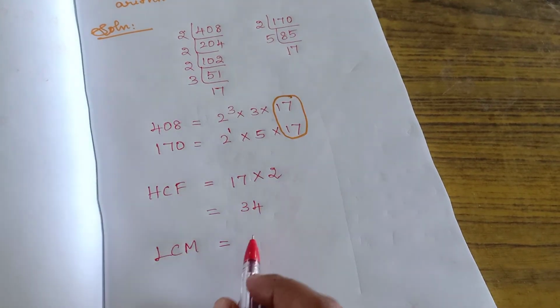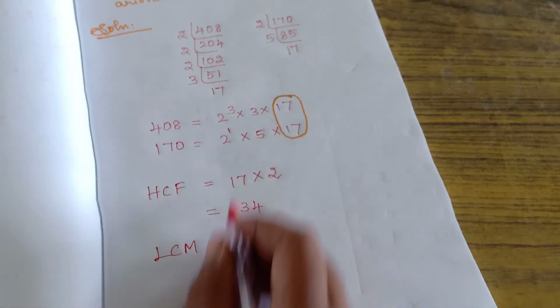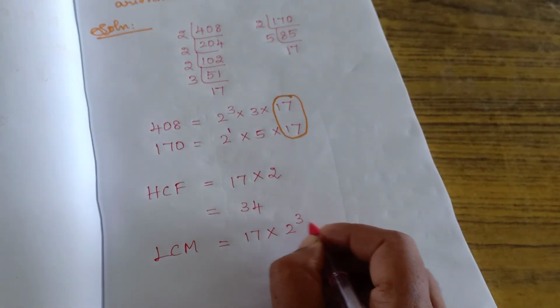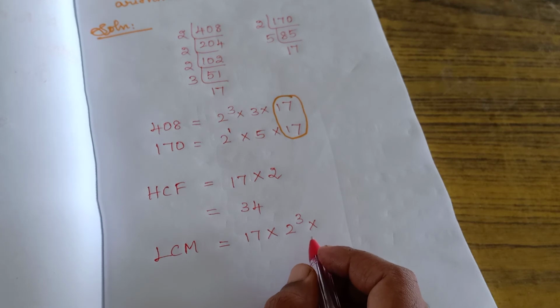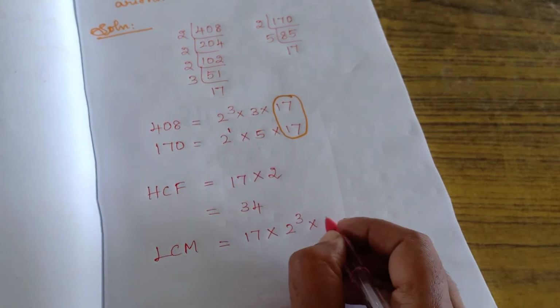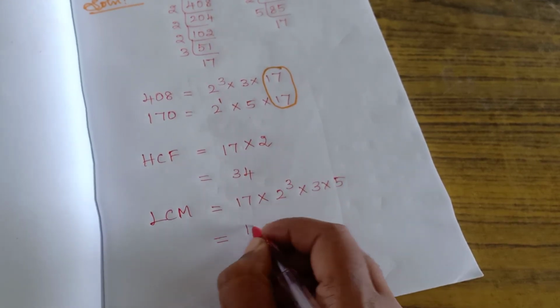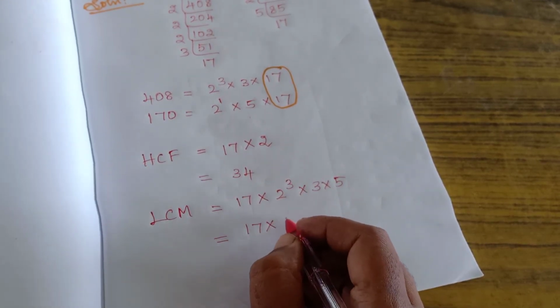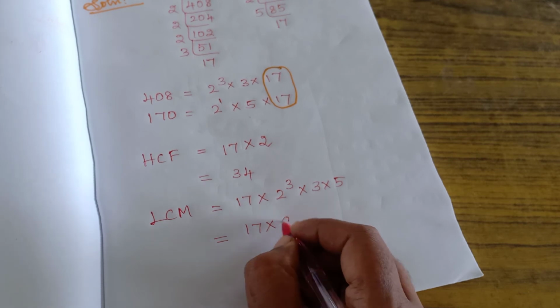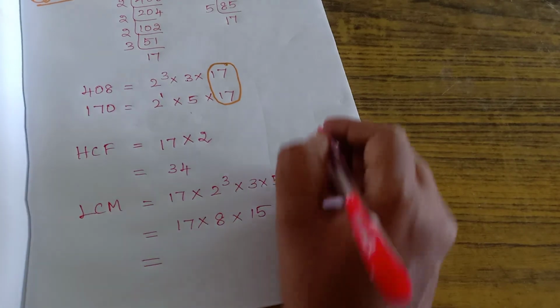Then we can find the LCM. For the LCM, first we need to select the common. Common is 17. For powers, the highest power needs to be chosen, so 2 power 3. And whatever additional terms there are, you need to write those too. Here 3 and 5 are the additional terms, so 3 into 5. Got it? Then we need to multiply this: 17 into 2 cube, 2 into 2 into 2, 8, into 5 3s are 15. Shall we multiply this?